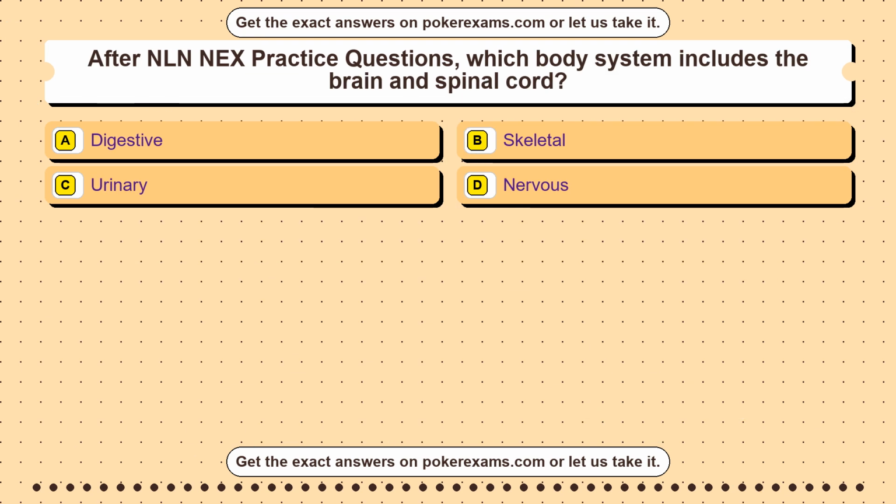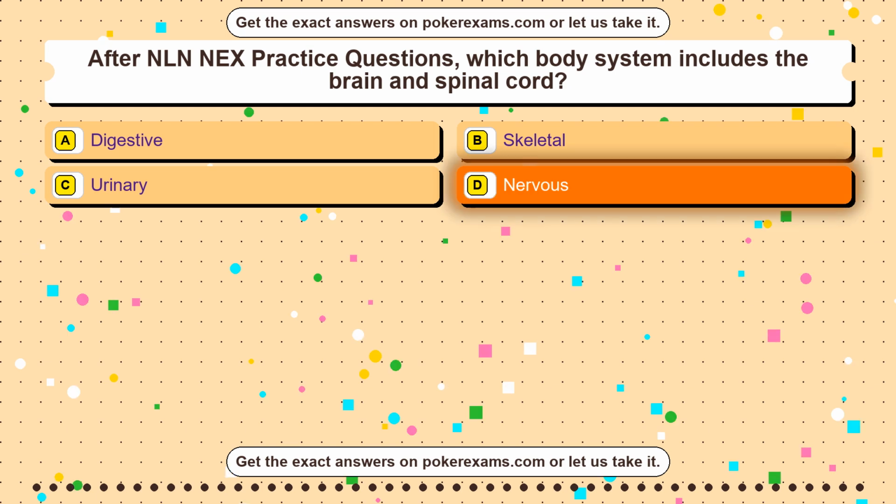Question 26. After get physical science practice, which branch of government makes laws in the United States? Option A, executive. Option B, judicial. Option C, military. Option D, legislative. The correct answer is option D.